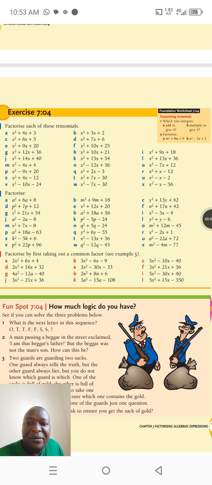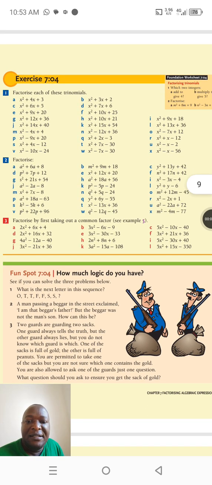Question 1 reads, factorize each of these trinomials. So work through from 1a up to 1x. Then question 2, factorize from 2a all the way to 2x. And lastly, question 3, in that exercise 7.04, 3a all the way to 3j.